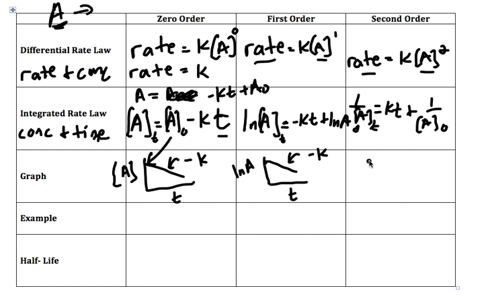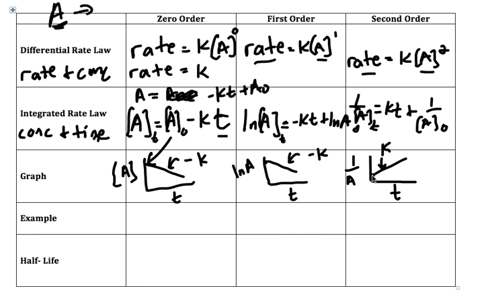And in the last one, the second order, I've rearranged a little bit better, but now I'm going to have a positive slope, so that's my k. And this is 1 over the concentration, and then my t is on the bottom again. And the reason why k is a positive slope now is because it's 1 over.